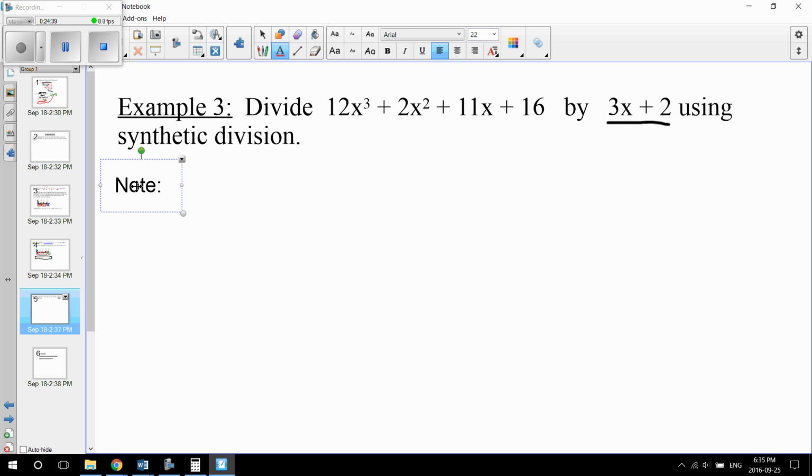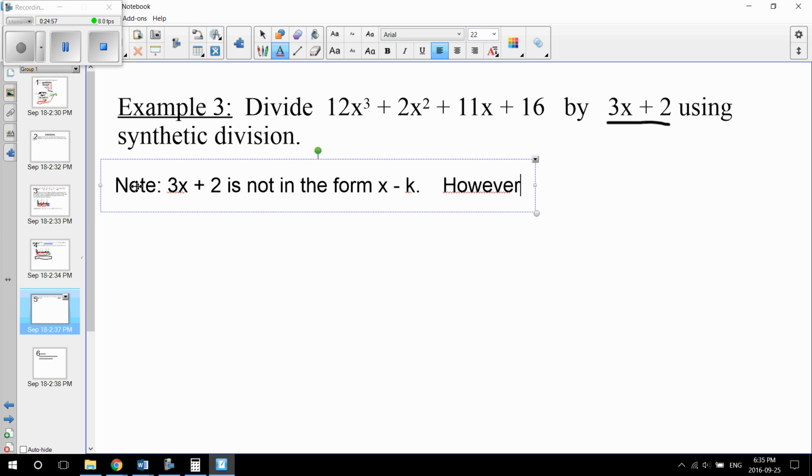So again, because this is a special case, we're going to start off with a little note about this. So 3x plus 2 we know is not in the form that we need, which is x minus k. However, we can rearrange it so that we can still use synthetic division. It just makes it a little bit more difficult.